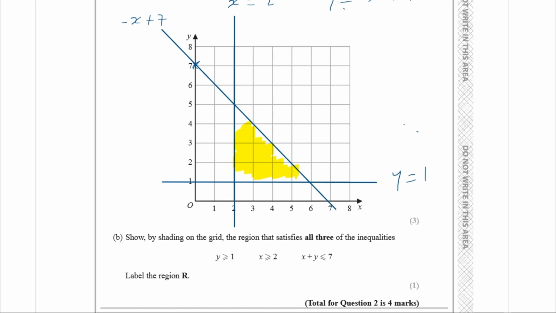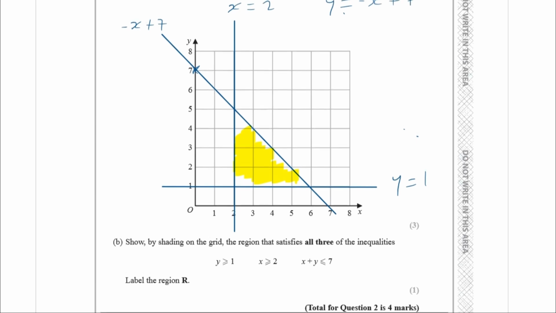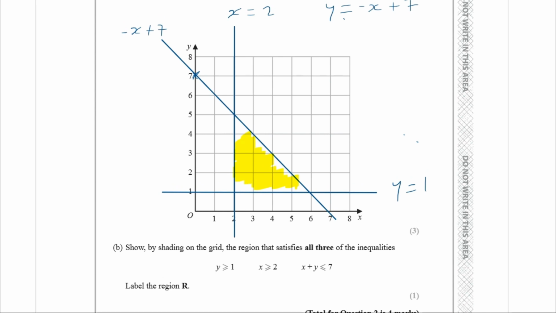And it says x greater than or equal to 2, so it needs to be to the right of the line x equals 2. And finally, for the last point, it says x plus y smaller than or equal to 7, which means that y is smaller than or equal to negative x plus 7, which means it's under the line, the linear equation. It should be under that linear equation. So just be aware of that.